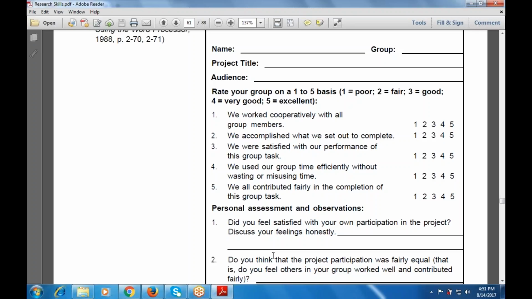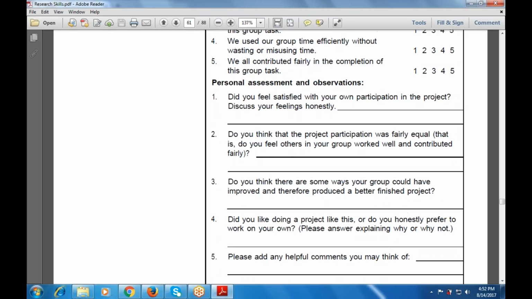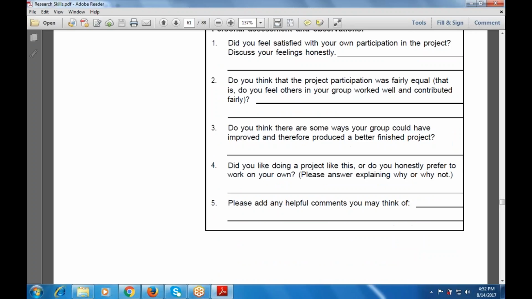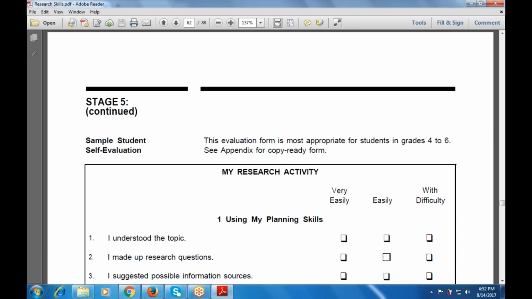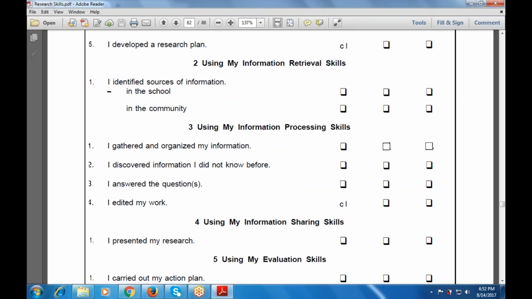The next is the personal assessment and the observations. Did you feel satisfied with your own participation in the project? Do you think that the project participation was fairly equal? That is, do you feel others in your group worked well and also contributed? Do you think that there are some ways your group could have been improved and therefore produced a better finished product? That must be honestly done by their own work. And any helpful comments that you may think of. This evaluation is most appropriate for students from grade 4 to 6. That is the research activities, my information retrieving or retrieval skills.